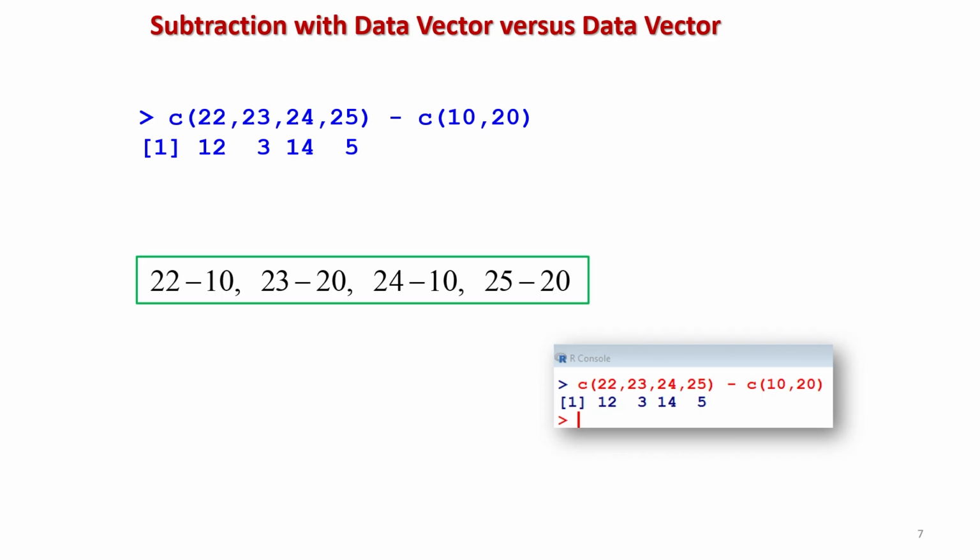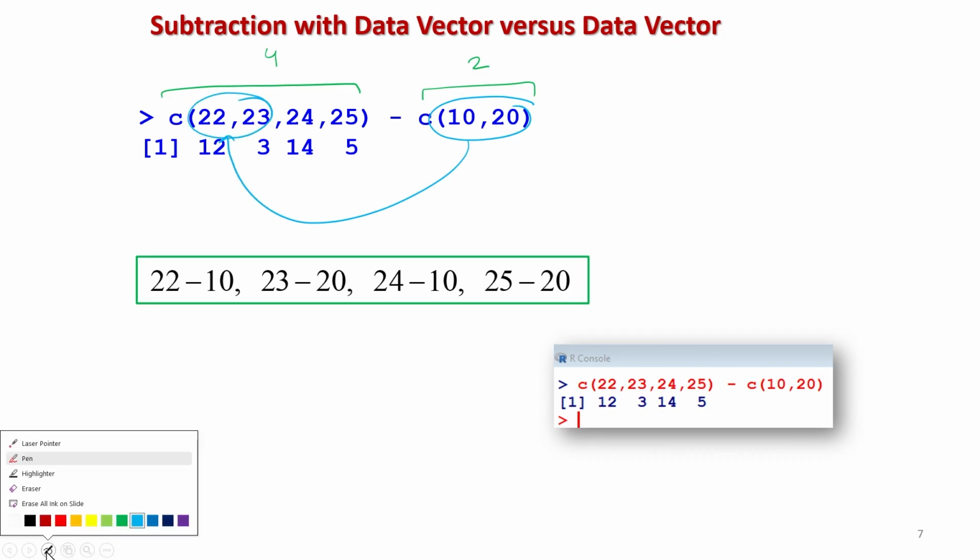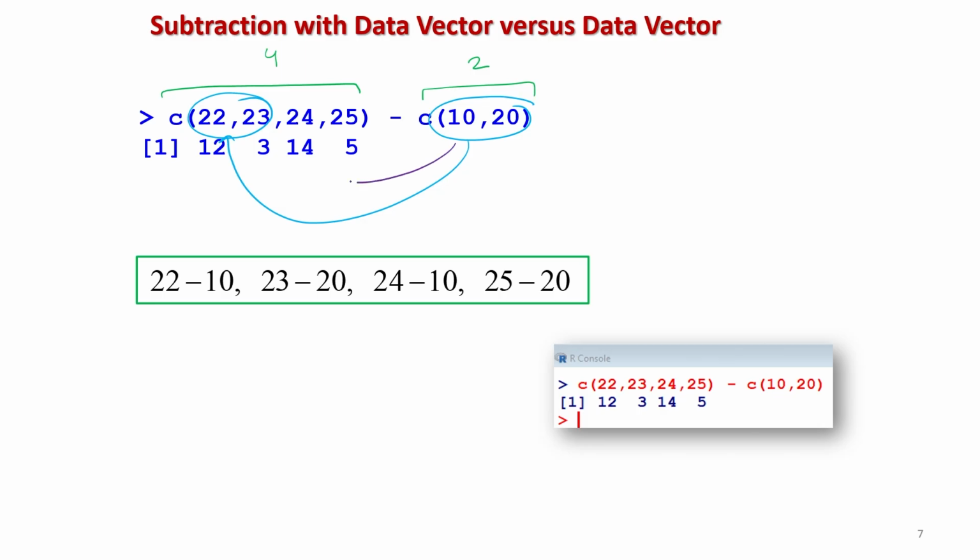Similarly, if you take two data vectors where the lengths are exact multiples, the first data vector has length 4 and the second, c(10, 20), has length 2. What will happen here? This 10 and 20 will operate over 22 and 23, and then once again 10 and 20 will come and operate over 24 and 25, right. So the operation will be 22 minus 10, 23 minus 20, 24 minus 10 and 25 minus 20, and the answer will be here like this.